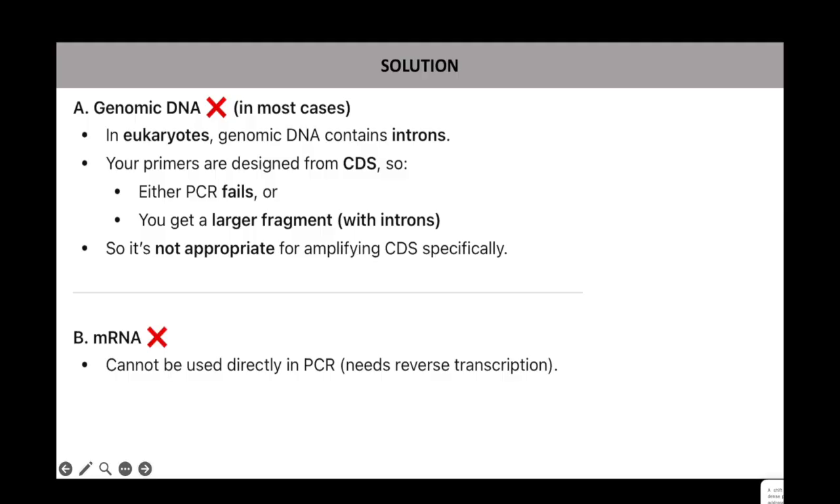The first option was genomic DNA. Now, why should genomic DNA not be used? It depends on how your primer is designed. Suppose this is your sequence of genomic DNA. It will have one exon, intron, again exon, again intron, and again exon. This is the sequence of your genomic DNA.